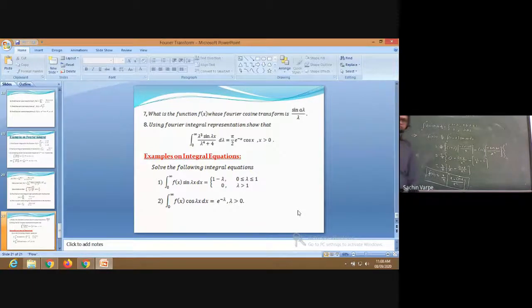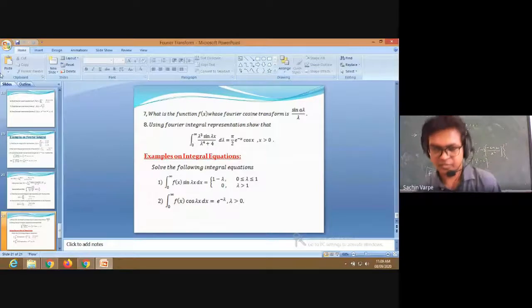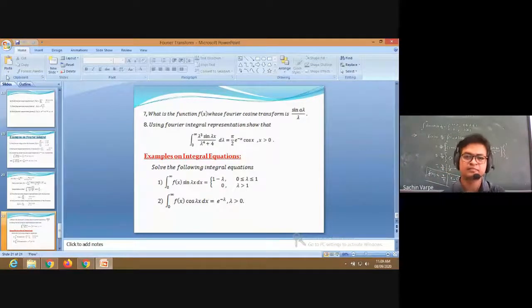So the next integral equation is homework for you. That is the integration from 0 to infinity of f(x) cos of lambda x dx is equal to e to the power minus lambda. I hope you'll solve this. Okay, we stop here. Thank you. You can ask your doubts later, if any, and submit those homework questions on Google Meet, Google Classroom.